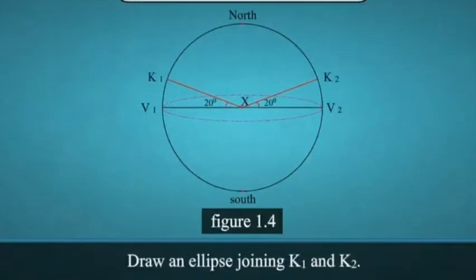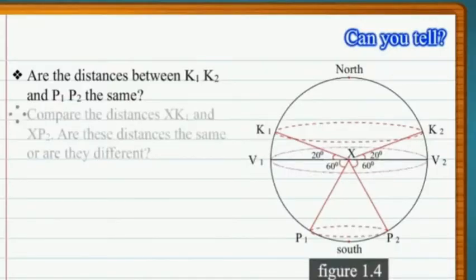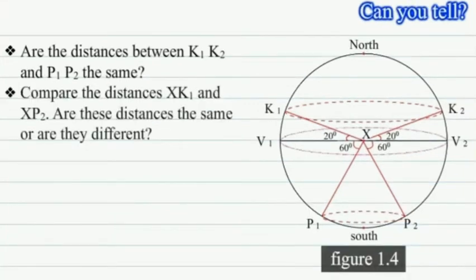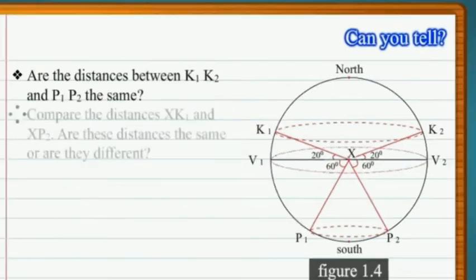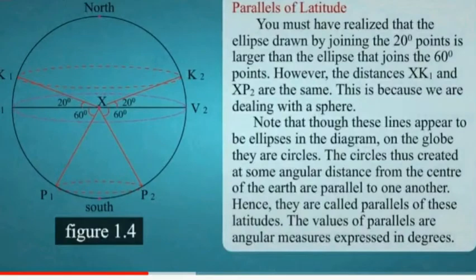Just do it yourself, students. See figure 1.4. In the upper portion of the circle, at the center X, draw angles of 20 degrees: V1 X K1 and V2 X K2. K1 and K2 being the points on the circle, draw the ellipse joining K1 and K2. In the lower half of the circle, mark an angle of 60 degrees and name the points on the circle as P1 and P2. Draw an ellipse joining P1 and P2.